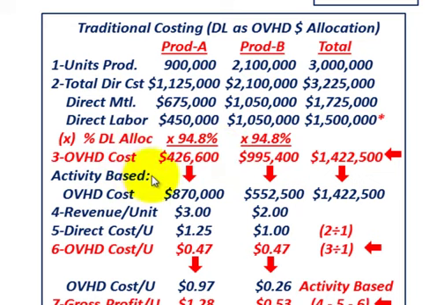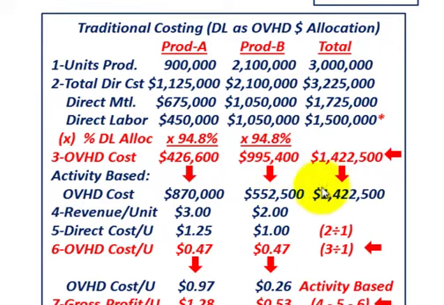So if we look at it based on our activity-based overhead cost, based on our activity base, you can see the distinct difference here for product A. Instead of $426,600 that we have here based on direct labor alone, we now have $870,000. Now that's what we would have calculated here for activity-based costing. And then for product B, our overhead cost for activity-based costing is less here, $552,500 versus what we allocated here based on direct labor alone, $995,400.